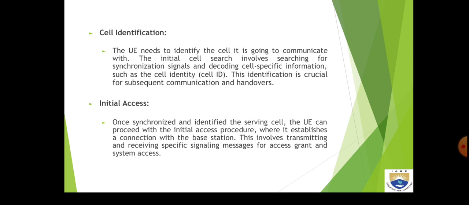Cell identification. The UE needs to identify the cell it is going to communicate with. The initial cell search involves searching for synchronization signals and decoding cell-specific information, such as the cell identity. This identification is crucial for subsequent communication and handovers. Initial access. Once it has synchronized and identified the serving cell, the UE can proceed with the initial access procedure, where it establishes a connection with the base station. This involves transmitting and receiving specific signals and messages for access grant and system access.